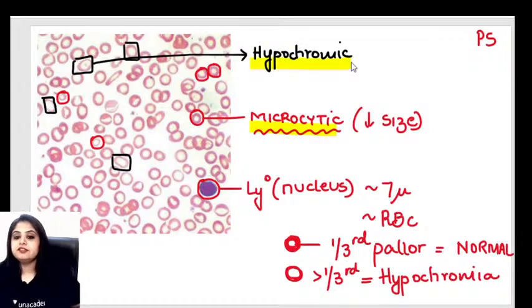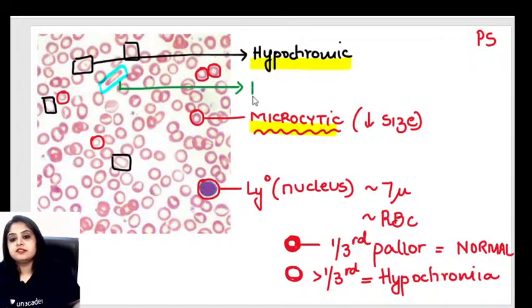Anything else that you guys see over here? Any shape variation that you guys are able to appreciate? I'll highlight it. What is this cell that I've highlighted over here? Because this gives you a very good hint and a very famous question. So it's known as a pencil cell.